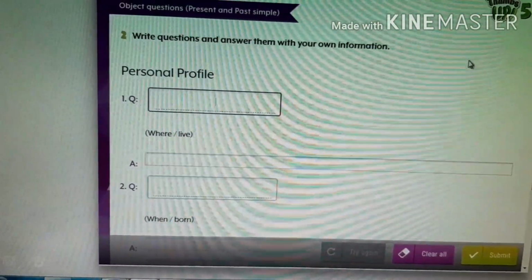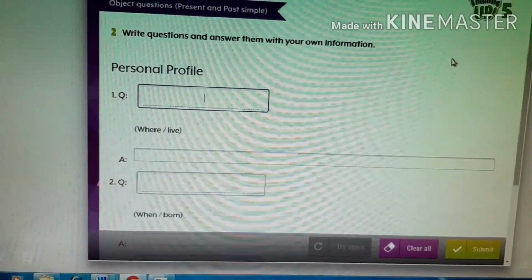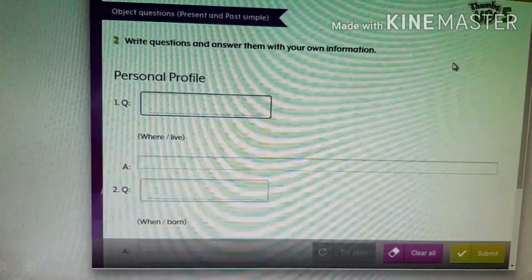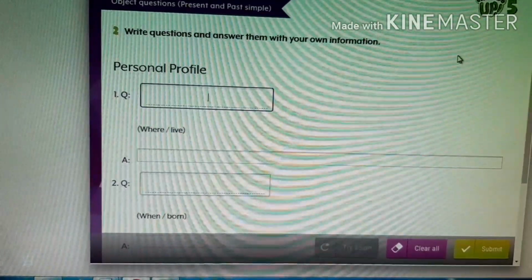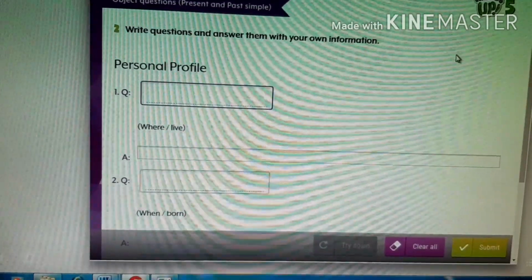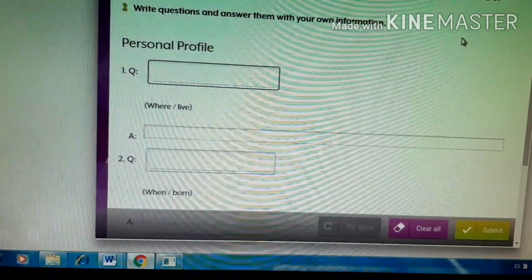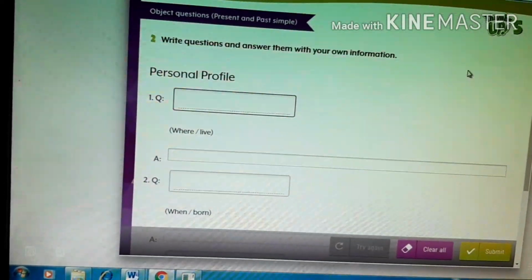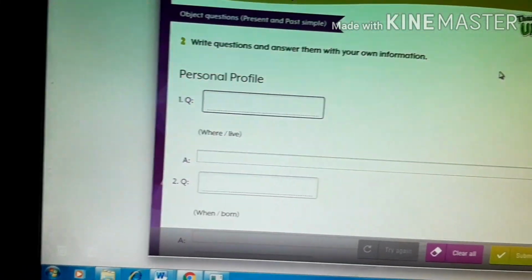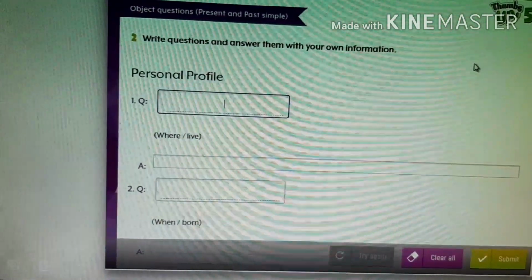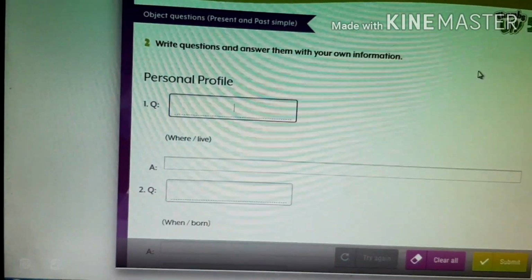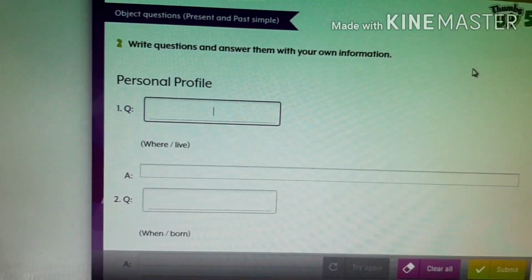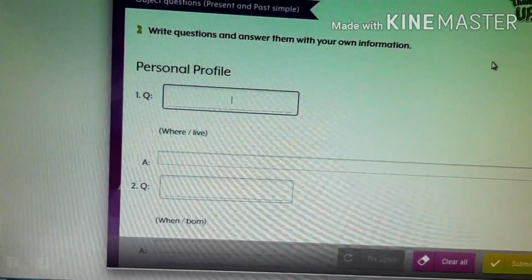Now, second exercise on your practice book. Number 2, the instruction says, write questions and answer them with your own information. You are going to use your own information to answer these questions. The first, we have 2 words, where and live. What is the correct question? It's not correct to say where live, right? Ahí le hace falta algo, chicos. No lo vayamos a escribir así nada más.